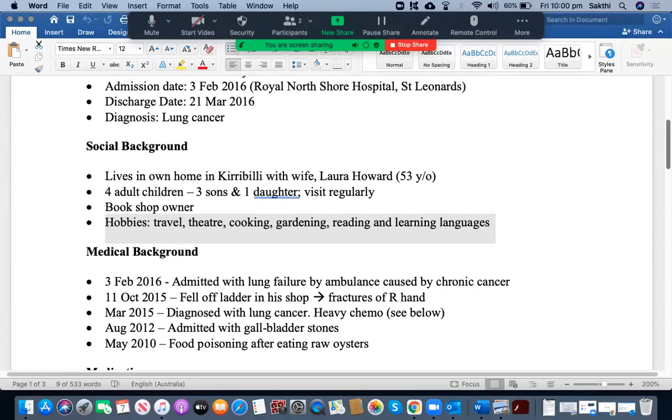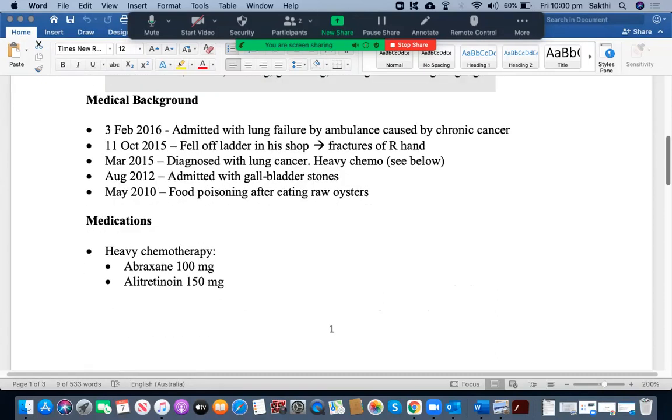Okay. Medical background: admitted with lung failure by ambulance, caused by chronic cancer. Did you include this one previously? No, I said admitted with lung failure, but just caused by, not by ambulance. Yeah, that's not needed anyway. Even in the relevant case notes, some phrases need not be included in your letter. But you have mentioned this one, lung failure. Yes, admitted with lung failure.